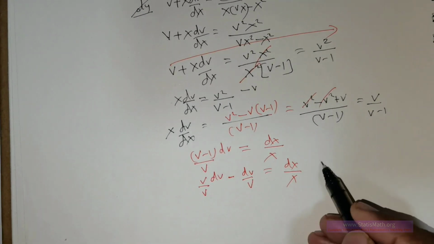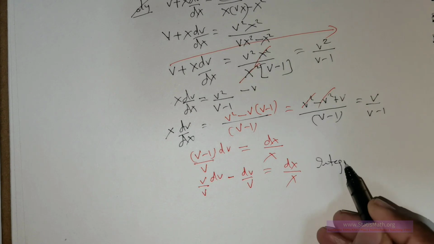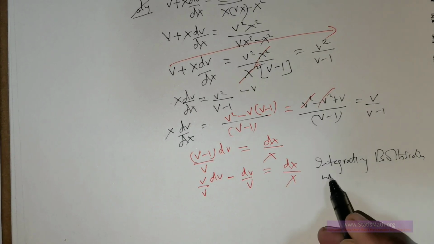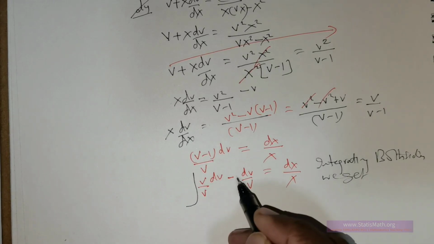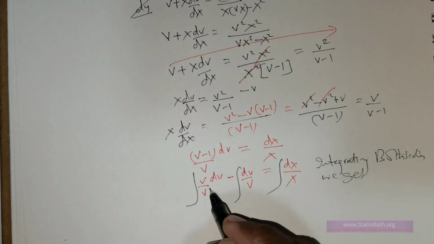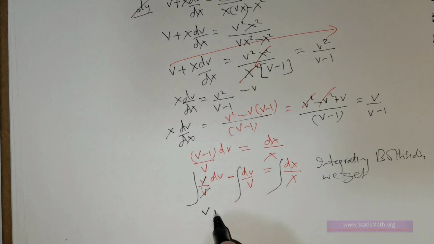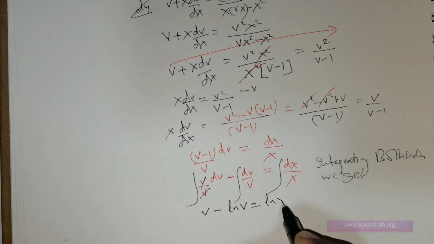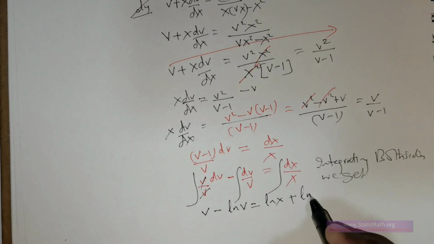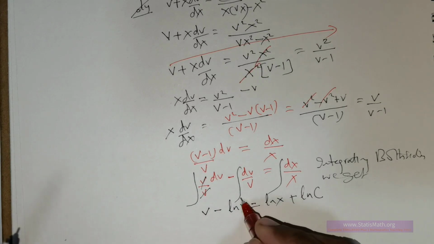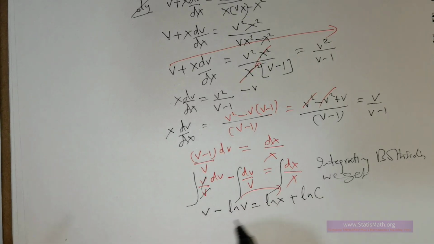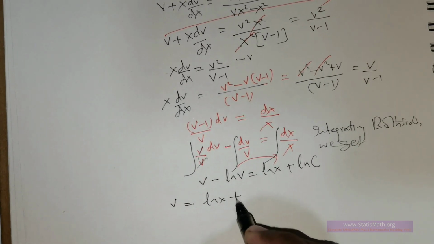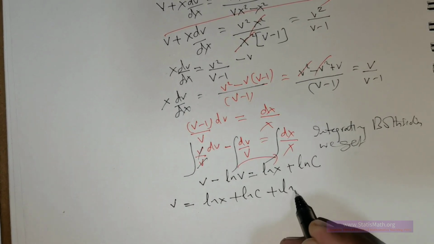Now integrating both sides, we get the integral of this, the integral of this, the integral of this. This is going to give me v, this is going to give me ln v, and this is going to give me ln of x. I need to add a constant, so I place ln c. Now I move this negative ln v to the other side, so that would give me v equal to ln x plus ln c plus ln v.